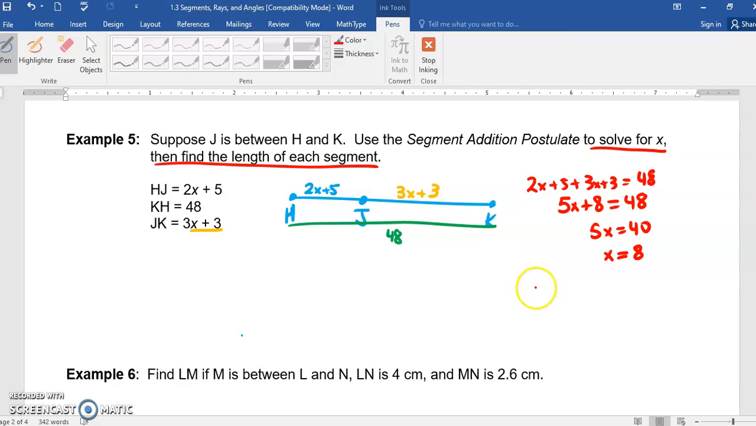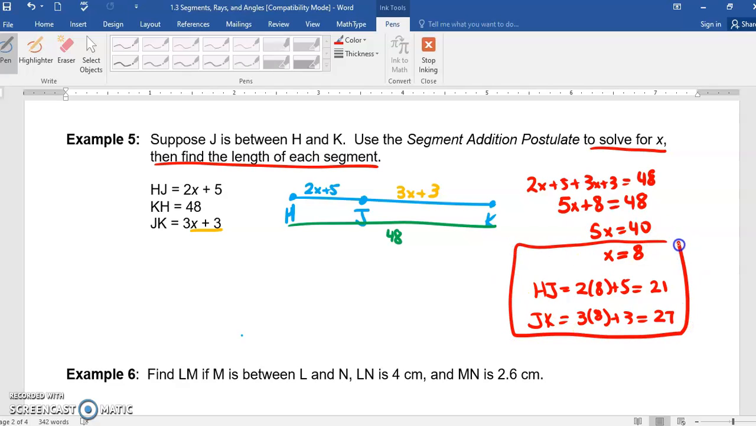Okay, so HJ is 2x plus 5, so 2 times 8 plus 5, 16 plus 5. JK is 3x plus 3, so 3 times 8, 24 plus 3 is 27. And notice those add up to 48, which is good because it told us our whole thing was 48. So make sure you answer all of the questions that are asked for in the directions. Okay?